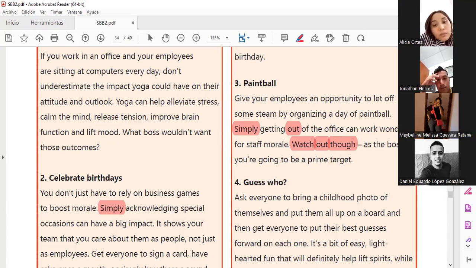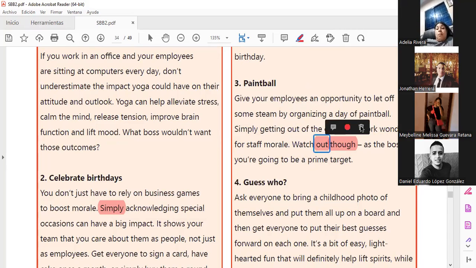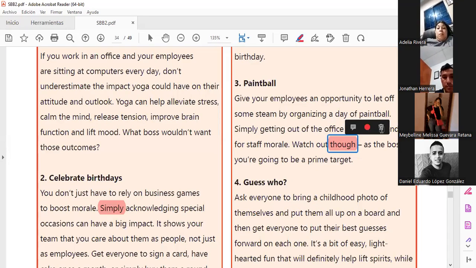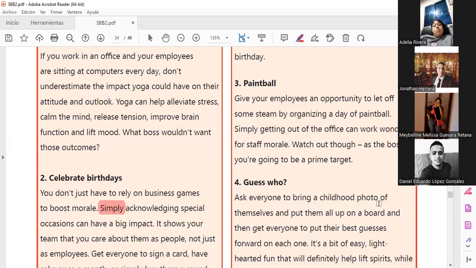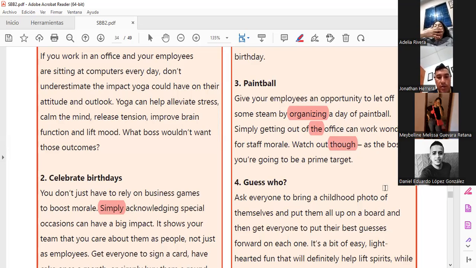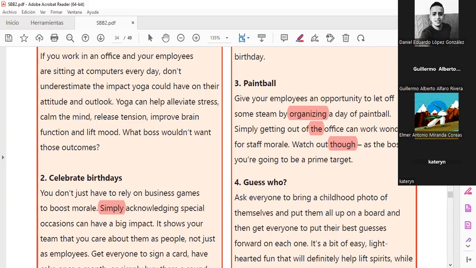Ok, Alicia, ayúdeme, por favor. Paintball. Okay. Voy a borrar esta porque estas no son suyas. Okay, paintball. Give your employees an opportunity to let off some steam by organizing a day of paintball. Simply getting out of the office can work wonders for staff morale. Watch out, as the boss.